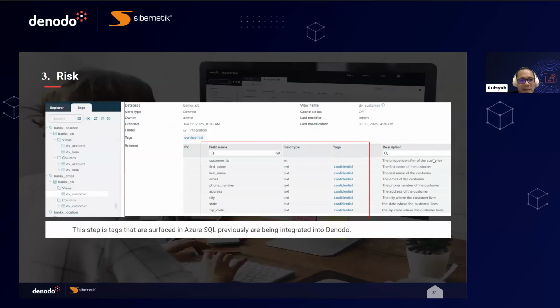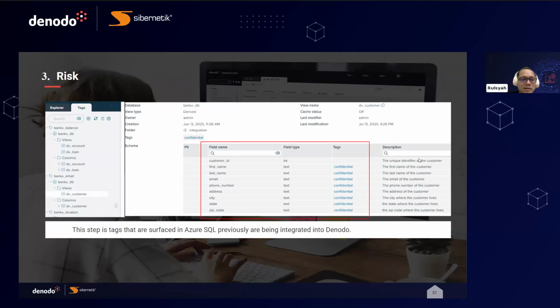Okay, we move to the next step, risk. Basically, for the risk step, we collect the classification and put that into Denodo. We integrate the scanned labels. We integrate the definition of the columns, which are the PII. And once we connect the data from Denodo, we start tagging each field based on the sensitivity. From the screen, we already tagged first name, last name, email as confidential text.